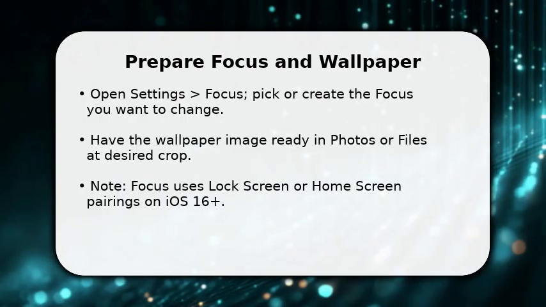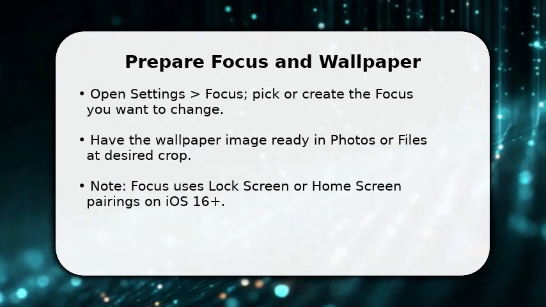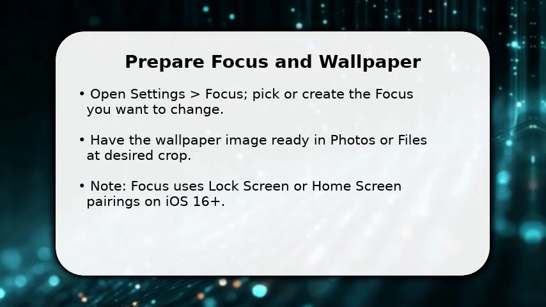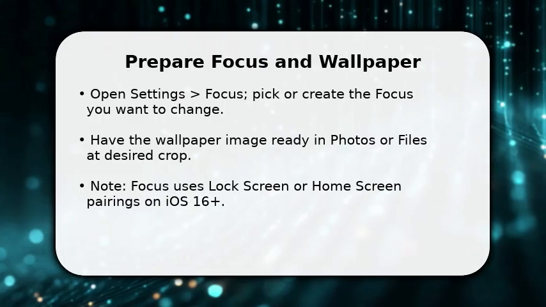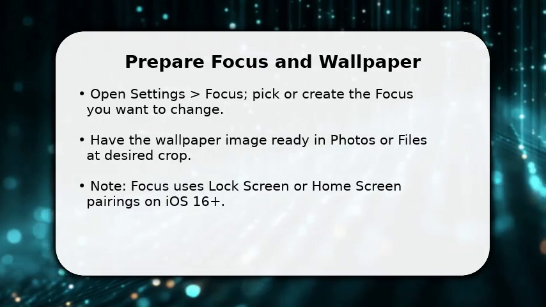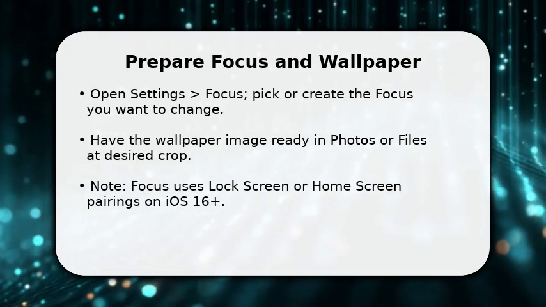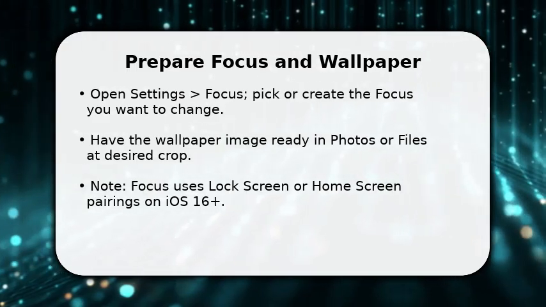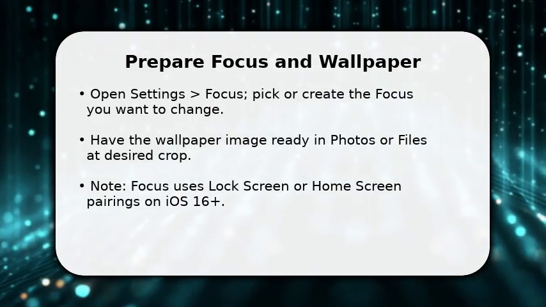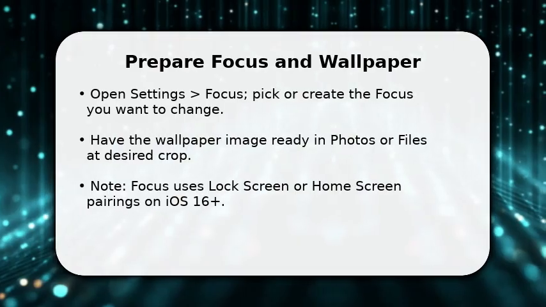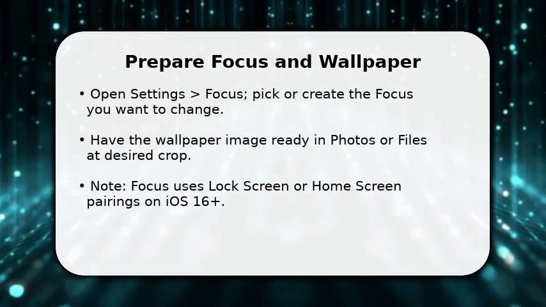You'll start in Side Settings, so open Focus and select the profile you want to update. Once selected, tap the linked Lock Screen or Add a Pairing. This connects the wallpaper to that focus. Make sure your image is in Photos or Files and roughly matched to screen proportions. This reduces later cropping. When ready, choose Edit or Customize for the lock screen. This opens the wallpaper controls where you'll swap the background and apply changes specifically for that focus mode.